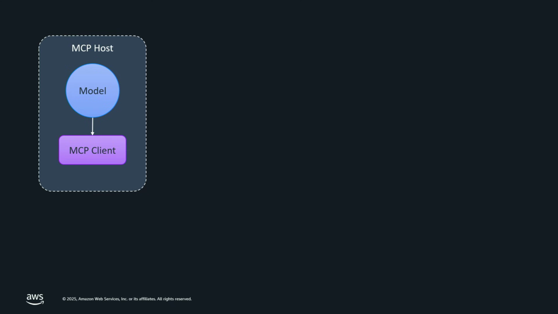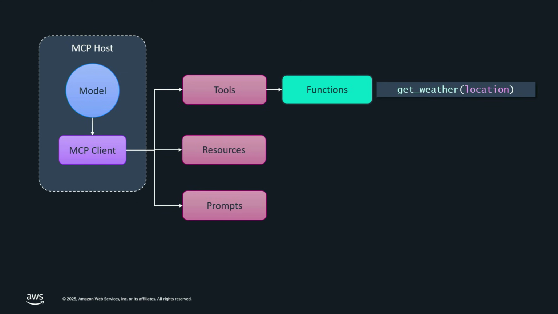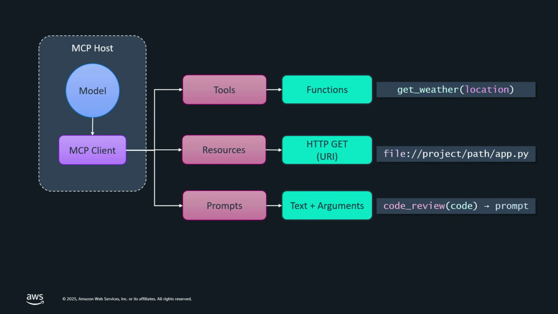First off, that one is tools. These are the actions that your agent can perform. Essentially, you're telling your agent, this is what you can do. For example, you can fetch the weather or trigger a workflow or even retrieve the customer data.